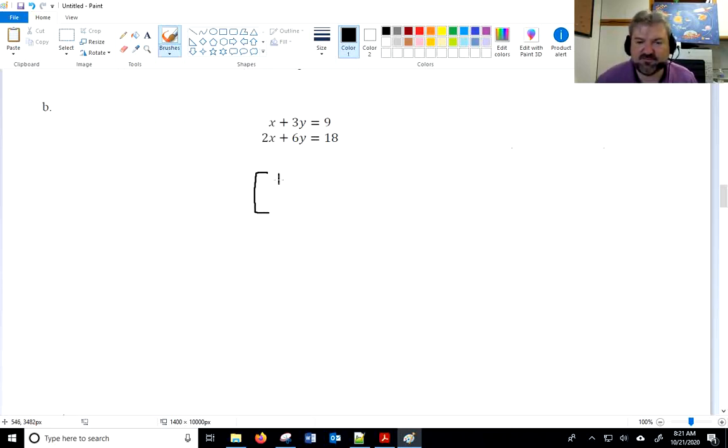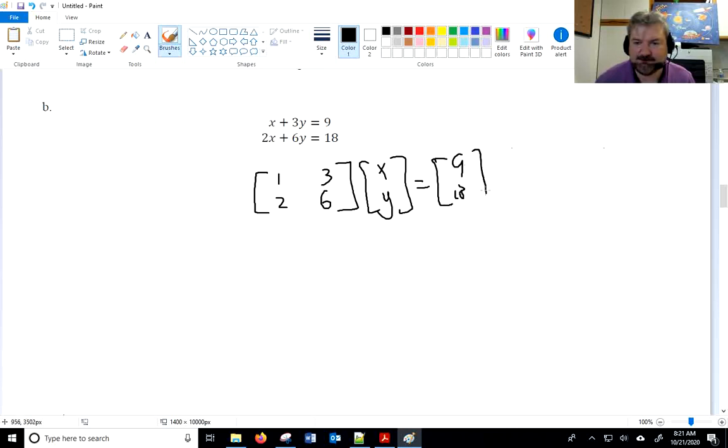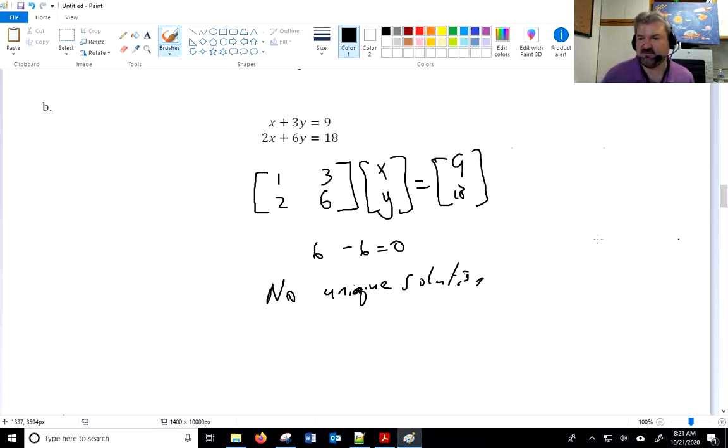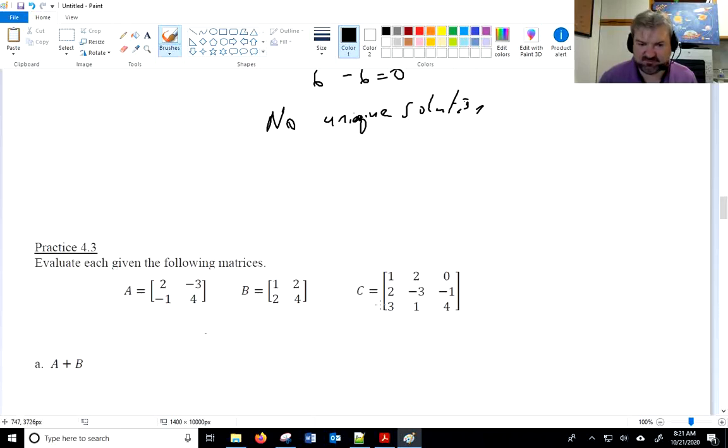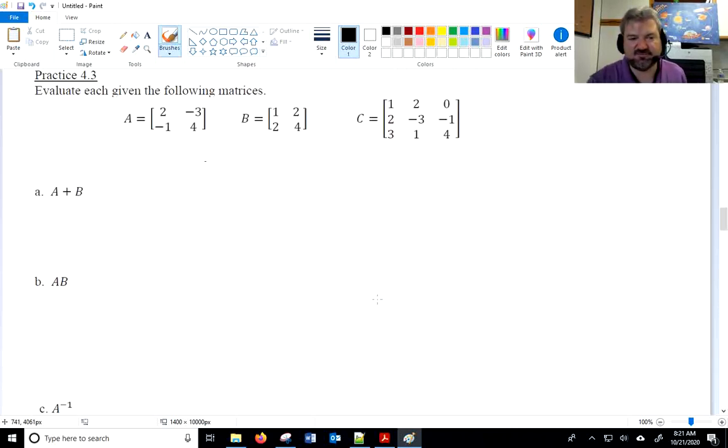So we have this coefficient matrix, 1, 3, 2, 6, times x, y is equal to the matrix 9, 18. Okay, let's get the inverse. We have 6 minus 6. Oops, that's 0. We know the inverse is multiplied by 1 over the determinant. So my determinant is 0, so this must not have a unique solution. Either inconsistent or dependent. Not sure which one. We could find out, though, but we'll just leave it at that.